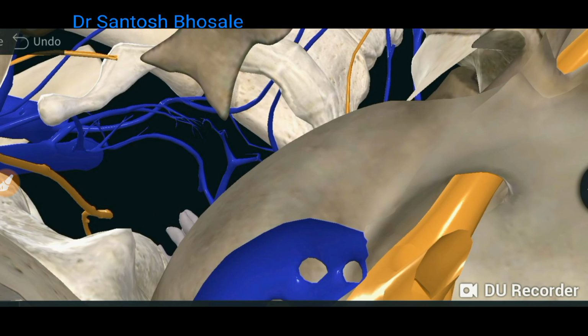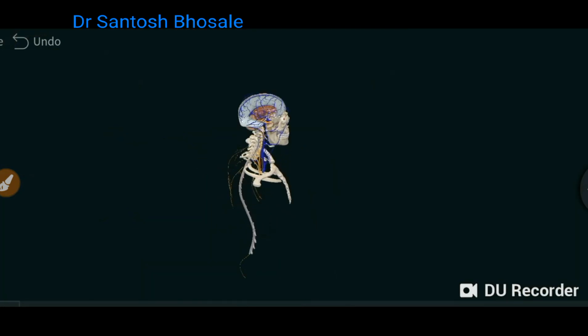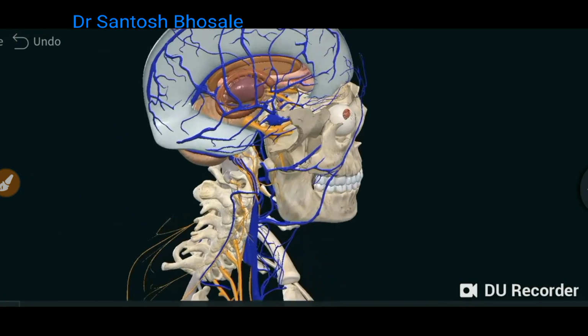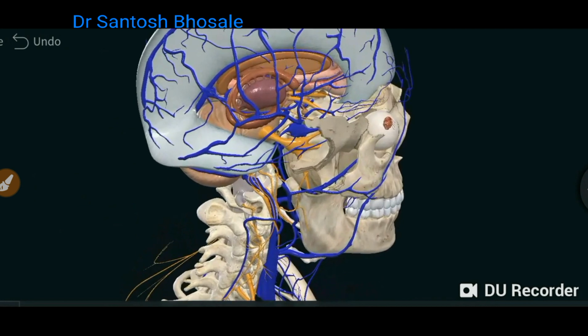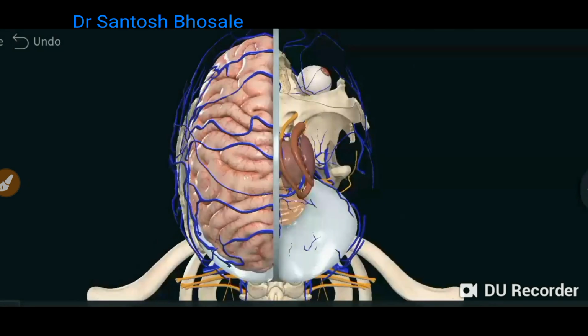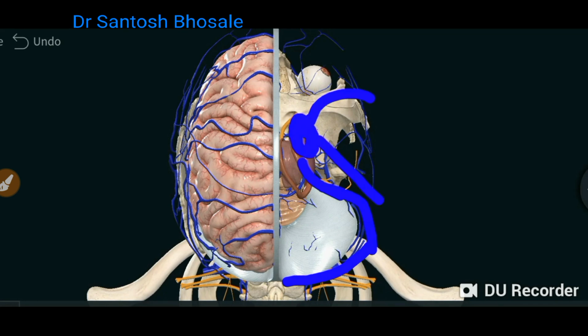Superior sagittal, inferior sagittal, straight, occipital, basilar venous plexus, anterior and posterior intercavernous sinus. Now coming to the paired dural venous sinuses. If you have the understanding of the interior of the cranium, we will start from the internal occipital protuberance. From the posterior cranial fossa we will go anteriorly.